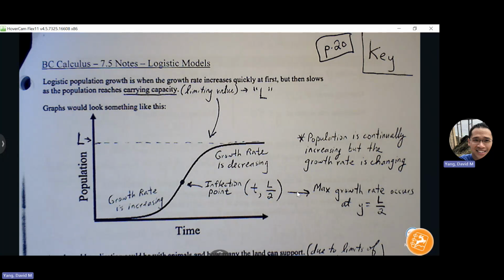So logistic model. Okay, so logistic population growth is when the growth rate increases quickly at first, but then slows as the population reaches carrying capacity or limiting value. We're going to see this L variable show up. So the L variable represents the limiting value. It represents the carrying capacity.